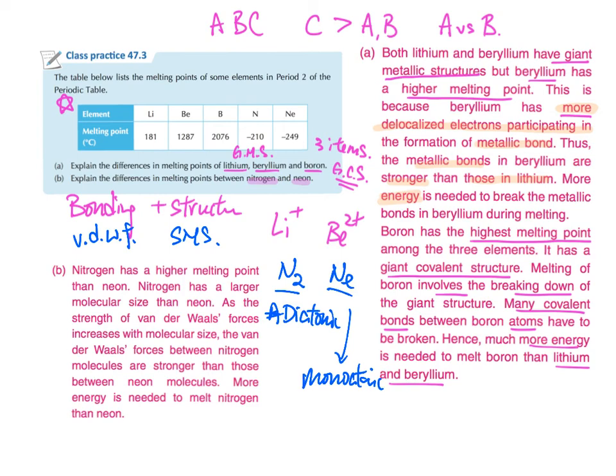So therefore, you have to mention molecular size, or that nitrogen has a larger molecular size. Maybe you talk about diatomic molecule or monoatomic molecule, and then you say that the strength of van der Waals force increases with molecular size. So these are some common statements that you must mention in the explanations. So therefore more energy is required. For this part, I encourage you to write once, and then you check the points with the marking.